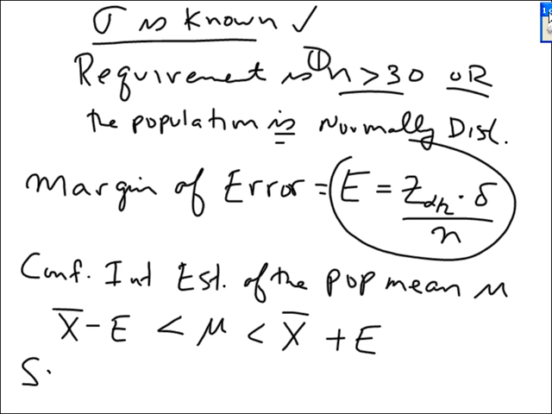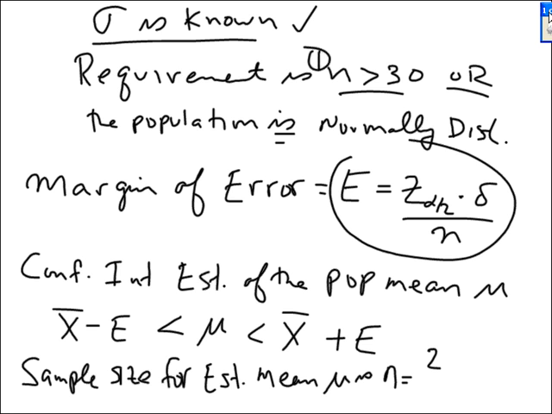Now, the sample size for estimating the mean mu is n is equal to Z sub alpha over 2 times sigma all over E, and whatever that is, you square it. So these are the two big formulas for this section: calculating the sample size and how to calculate the confidence interval estimate of the true mean, that is the population mean. Okay, so let's try a couple of problems. So again, we must make sure that it's normally distributed or n is bigger than 30.